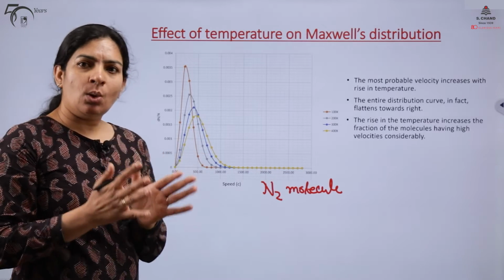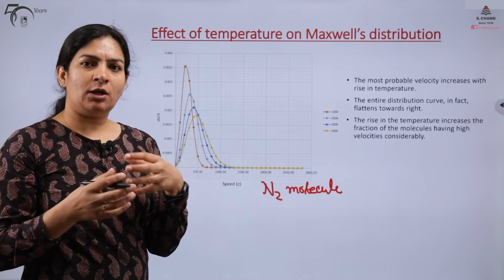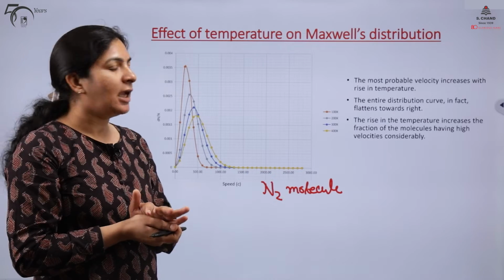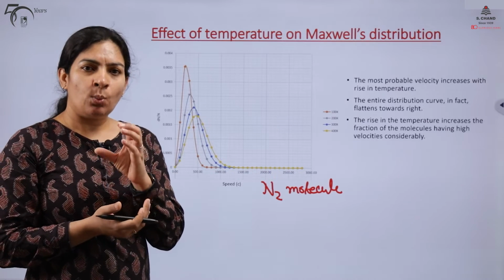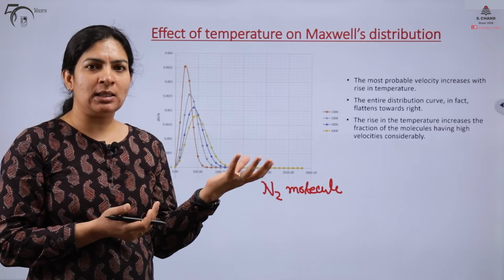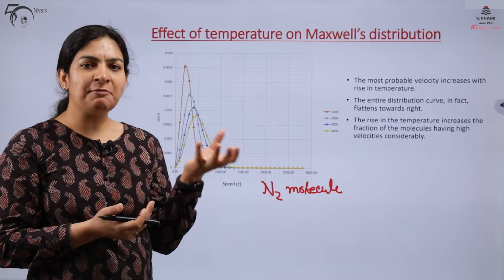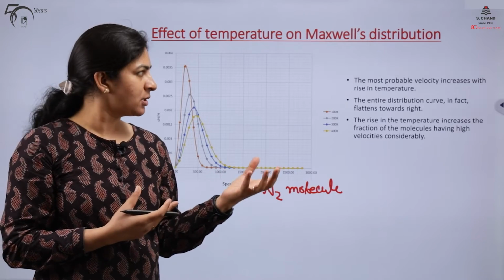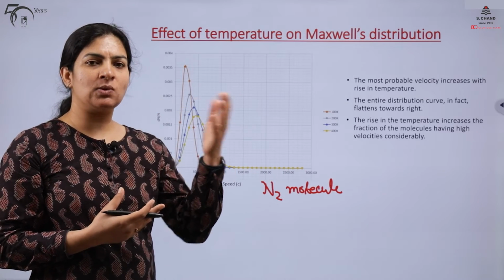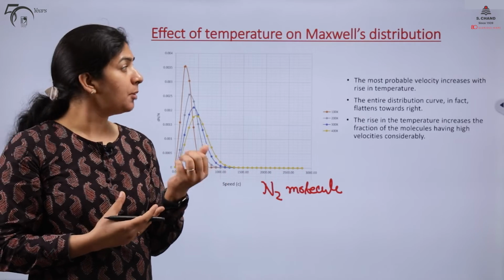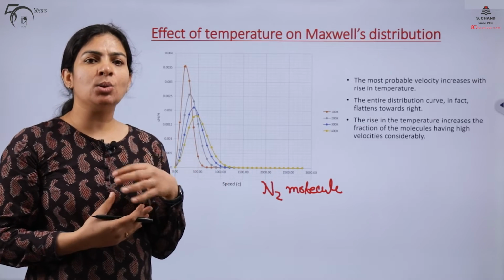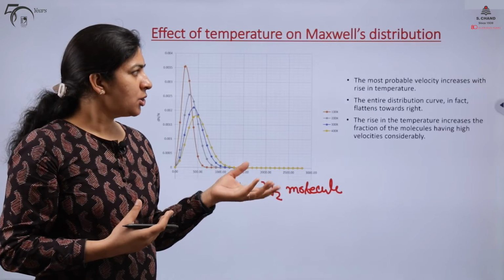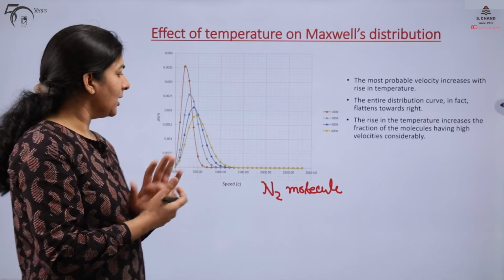So now we know the relationship between the molecular velocities, the kinetic energies and temperature. When the temperature increases, what happens? At an elevated temperature, the molecules also move with higher velocities. And since velocity is related to the kinetic energy, they are directly proportional. So the molecules will now have higher velocities.